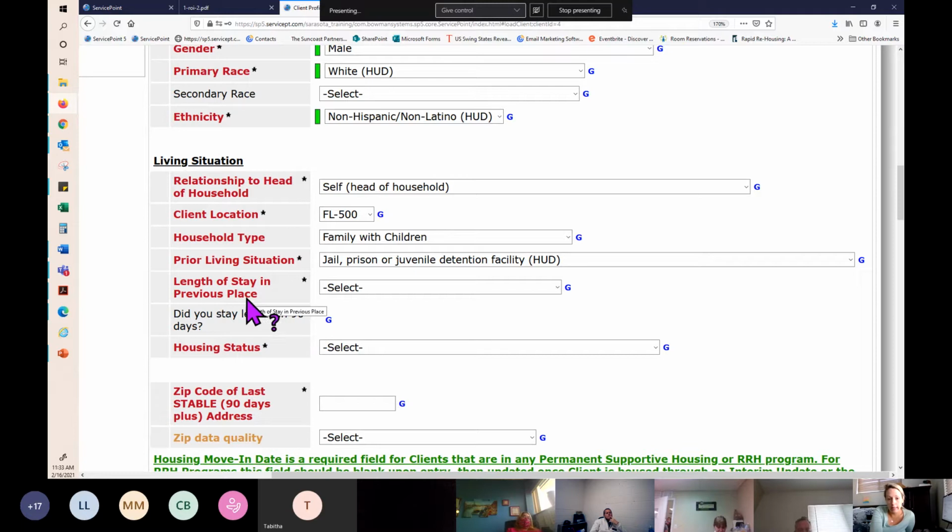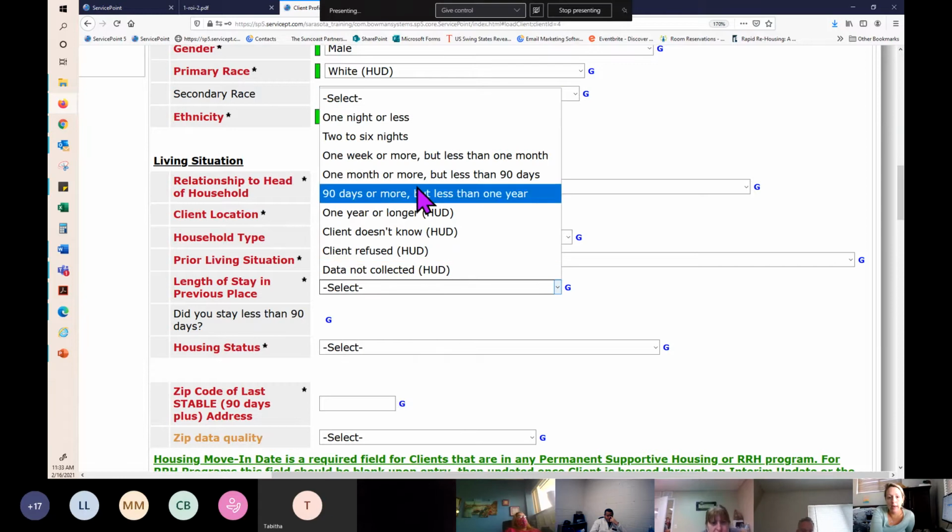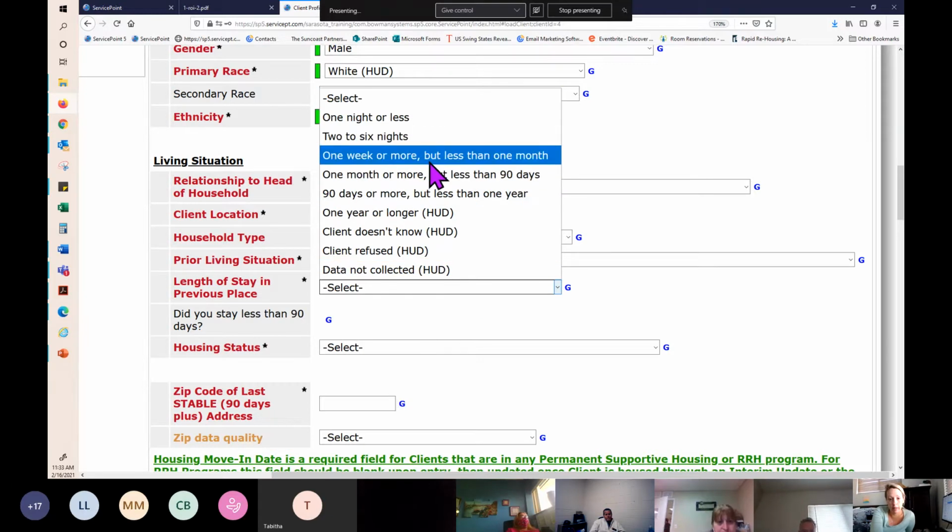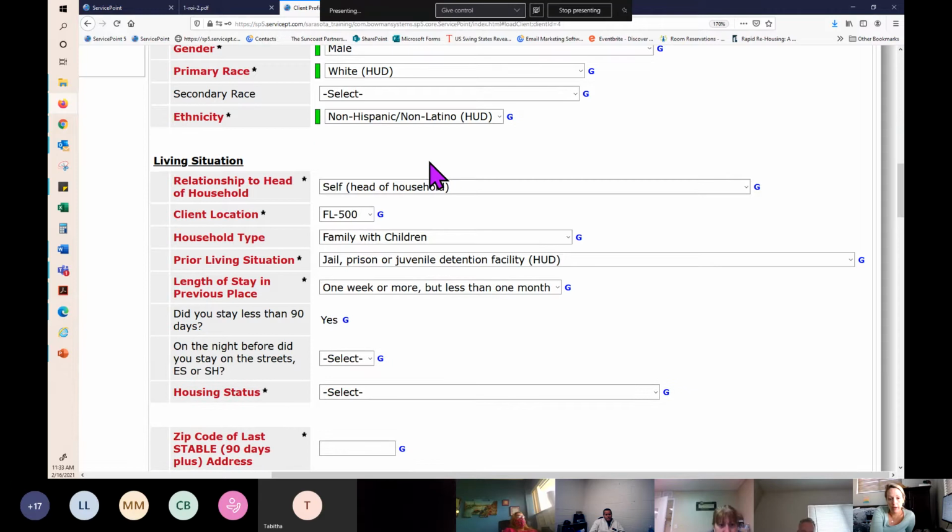So right here we see length of stay, and then did you stay less than 90 days? There's no response just yet for this, but let me respond here. We're going to say 1 week or more, but less than a month. From there, that question is instantly answered. Well, we can't forget to ask the very next question, and I tell you this happens all the time, but we want to make sure that we're asking the next question. On the night before you went to jail, were you on the streets or an emergency shelter?